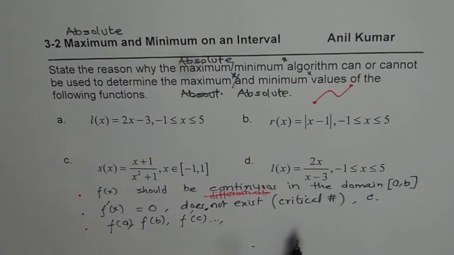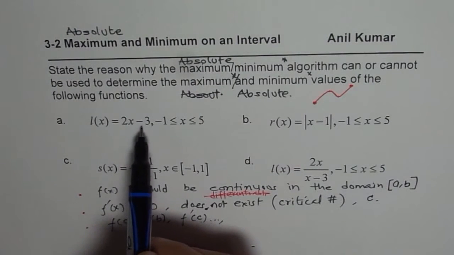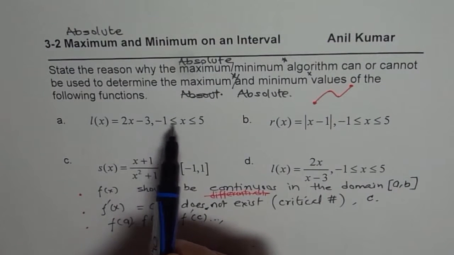In the next video, we will see how to find absolute maximum or minimum. So let's look into the given questions. The first one is L of x equals 2x minus 3. It is a continuous function. The domain is -1 to 5.